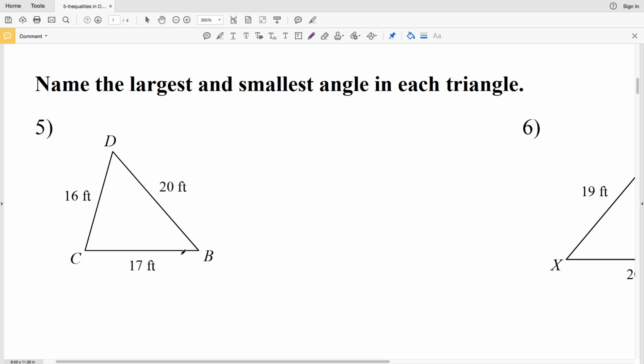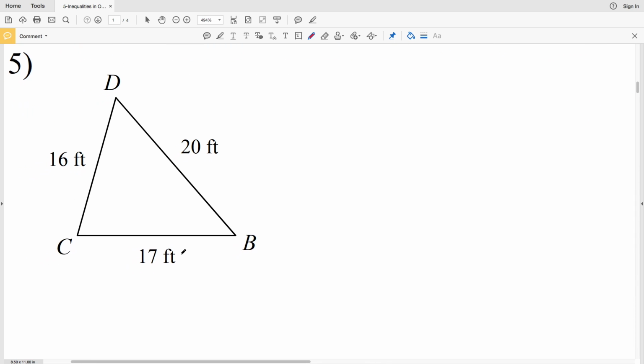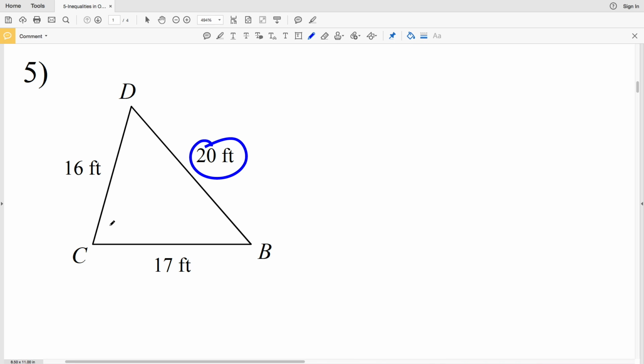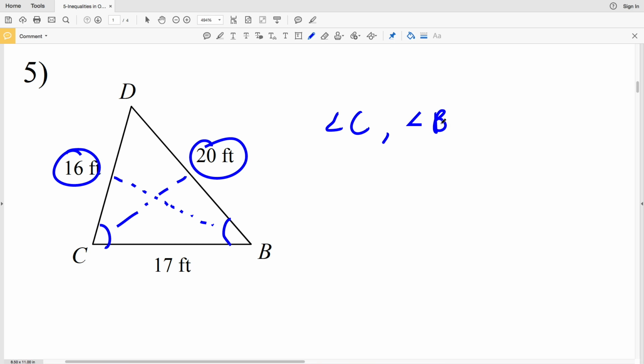In number 5, it says to name the largest and smallest angle in each triangle. So as opposed to ordering the angles, we're just going to find the largest, list that first, and then locate the smallest and list that. So in number 5, remembering our theorem that the largest angle is across from the longest side and the longest side is across from the largest angle, our longest side is 20 feet. Therefore, our largest angle is angle C. So angle C is the largest. And the smallest is 16, since 16 feet is less than 17 feet, which is less than 20, and angle B is directly opposite 16 feet. So angle B is the smallest.